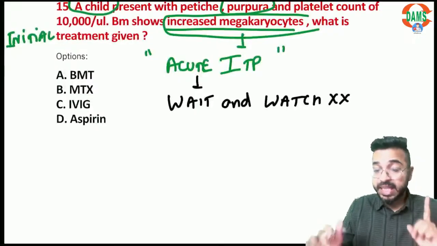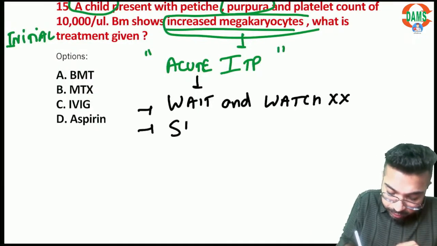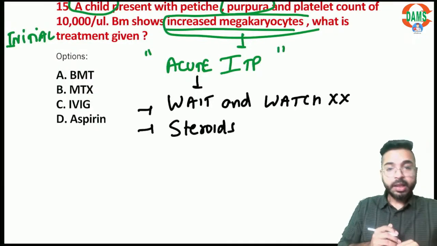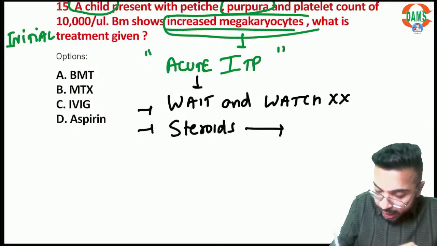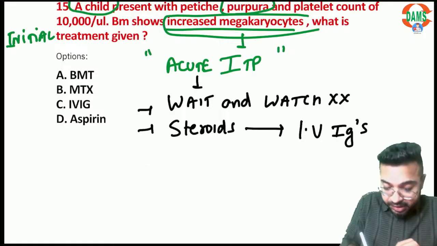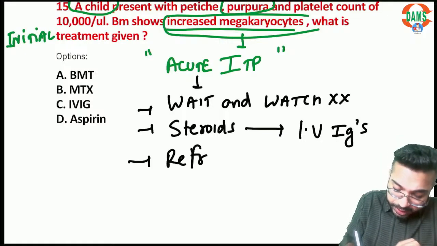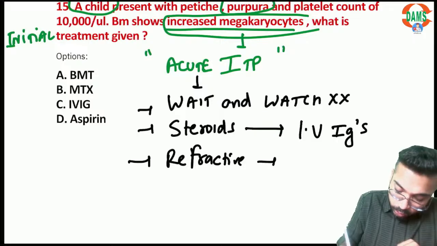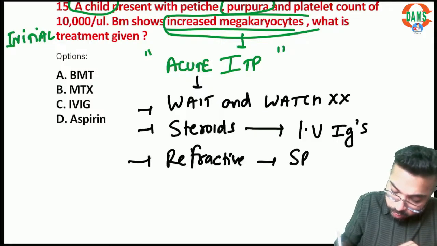Next, the initial treatment is you start with steroids. Then you go to IV immunoglobulins. And we have discussed this: only in refractory cases do you go for splenectomy.